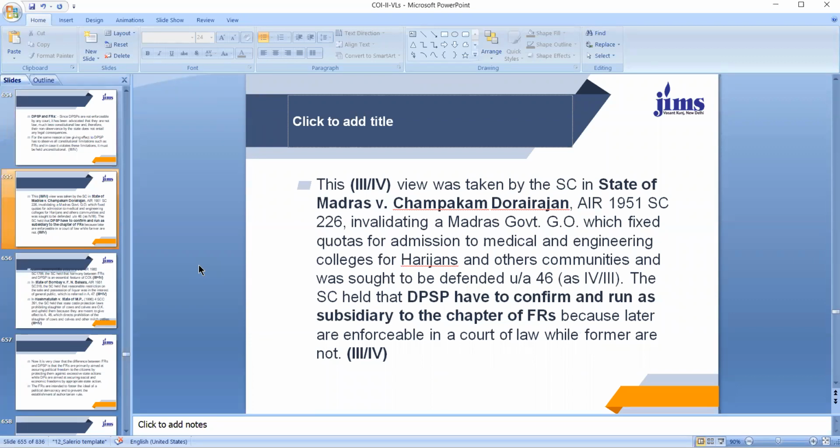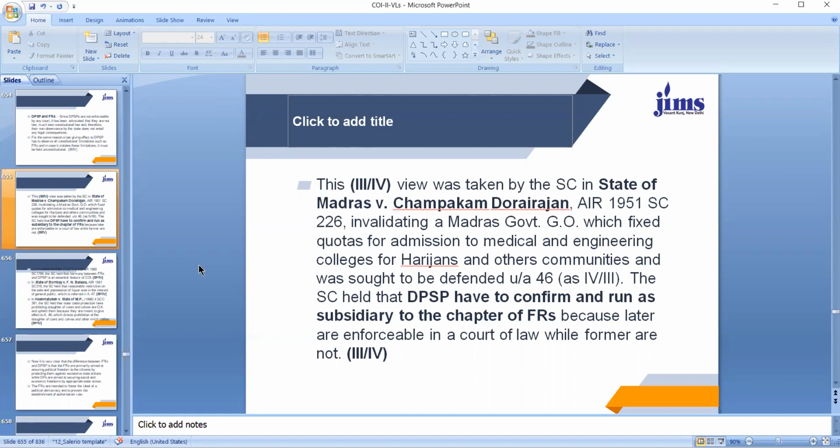This 3>4 equation, this view was taken by the Supreme Court in an old case of reservation, State of Madras versus Champakam Dorairajan. In this case, a Madras government issued a government order which fixed certain quotas for admission to medical and engineering colleges for Harijans and other weaker communities. And this was sought to be defended under Article 46 relating to directive principles. The government said that no, for promoting directive principles, we are giving reservation to the Harijans.